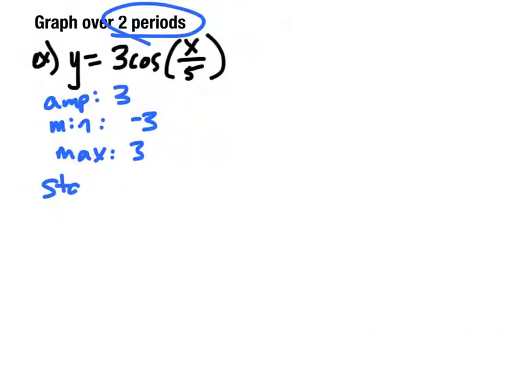But where's our starting point? At 0, 3, or -3? 3. Why is it 3? Because this is a positive 3 right here. Okay.